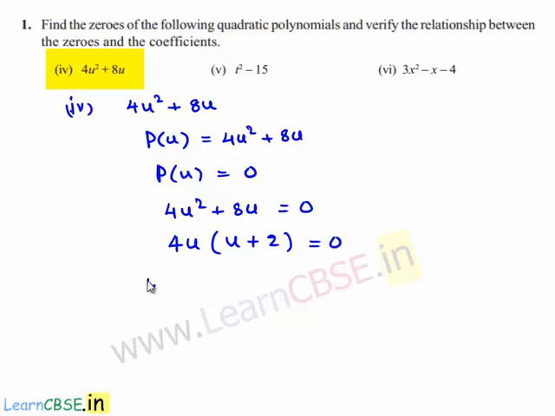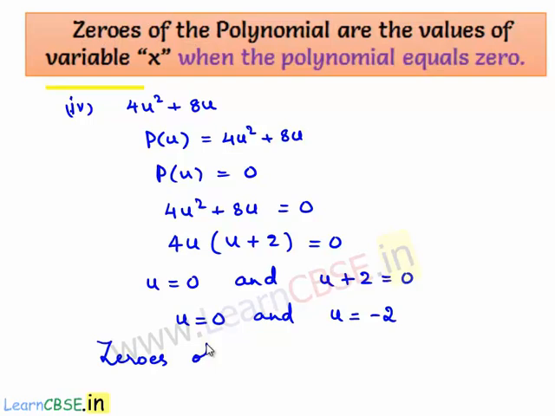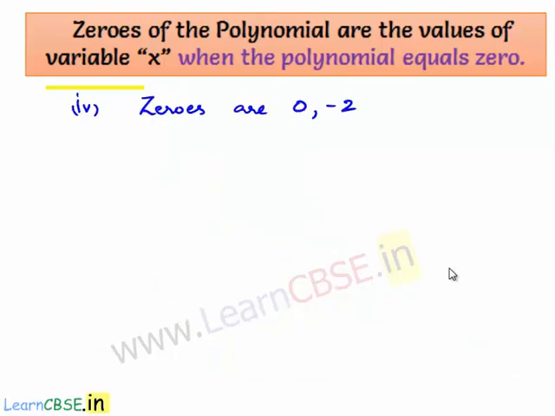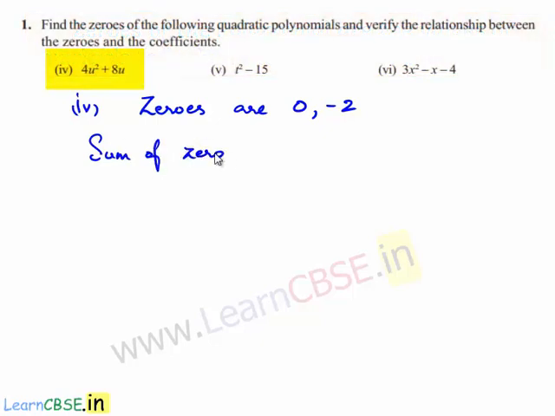From this we can say that u is equal to 0 and u plus 2 is equal to 0. So this is equal to u is 0 and u is equal to minus 2. Therefore, the zeros of the given polynomial are 0 and minus 2. Now, the sum of the zeros is equal to 0 plus of minus 2, which is minus 2.